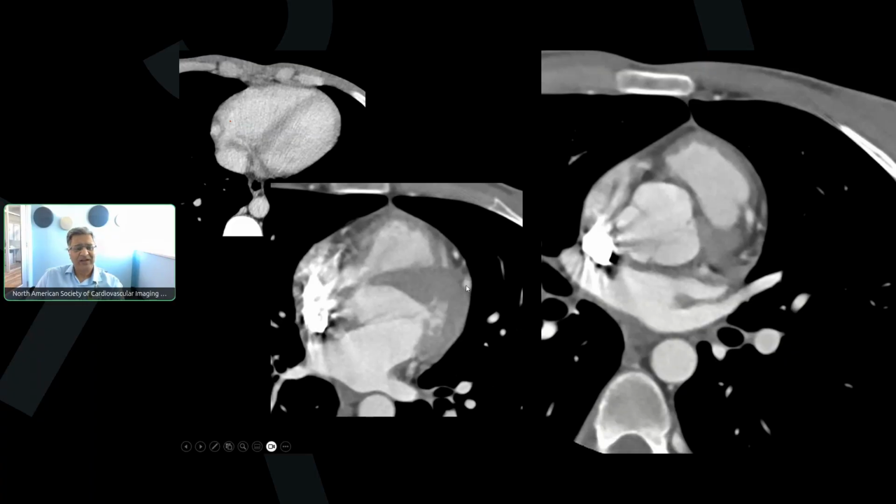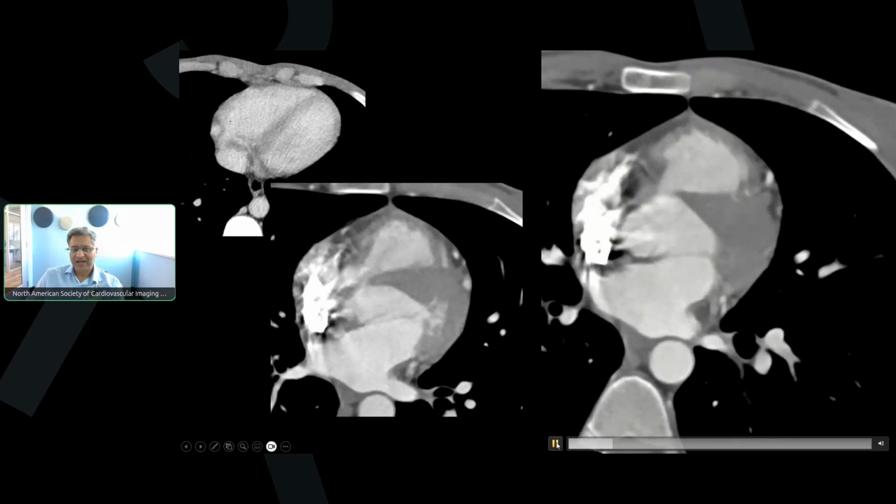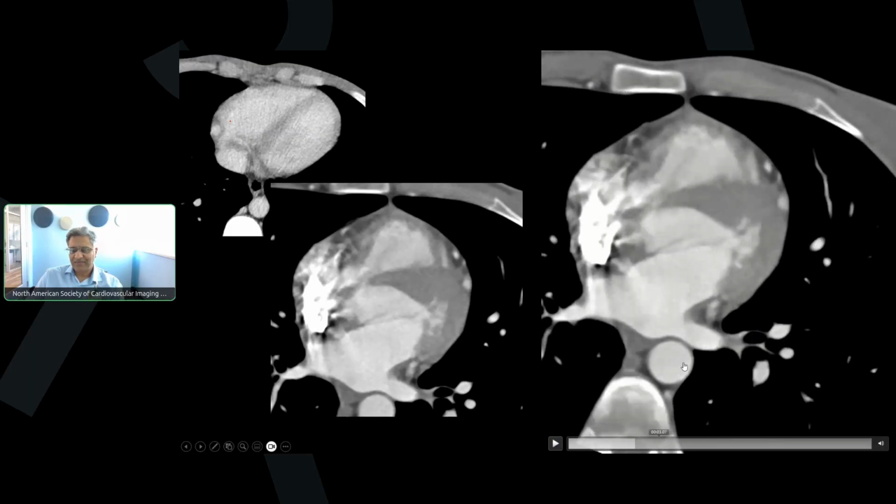So we have these two findings over here. The diagonal is bigger than the LAD, and then we have got this focal outpouching coming from the right coronary artery. If you go back and look at the stack, you can kind of follow this thing back over here.